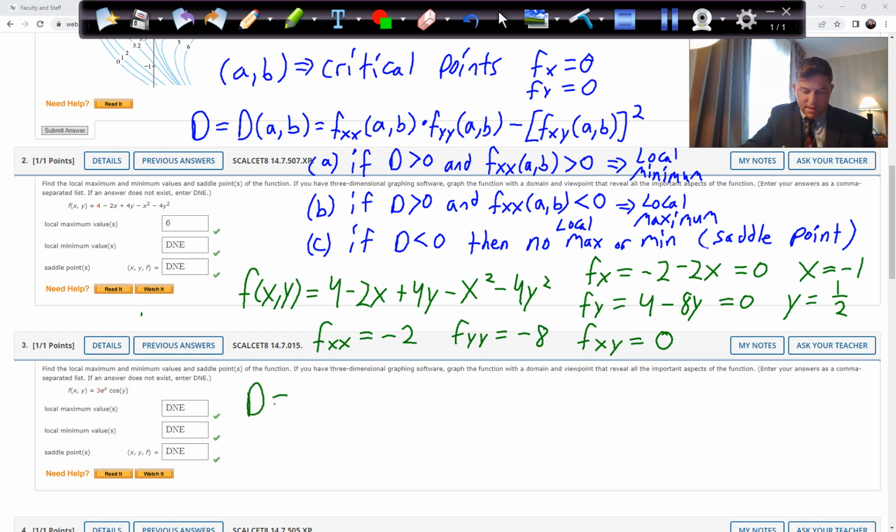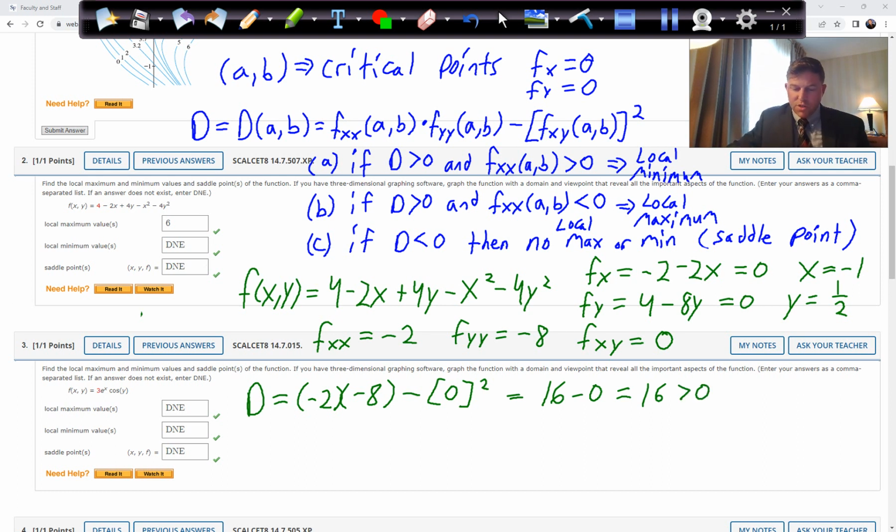So we write it, d is equal to fxx, which is minus 2, times fyy, which is minus 8, minus fxy squared, which is 0 squared. So we're going to get positive 16 minus 0, which is just 16, which is bigger than 0. So we do have a local min or max. Then we have to check fxx, and fxx was negative 2, which is less than 0. So we have d greater than 0, fxx less than 0. This is case B. Therefore, we have a local min.